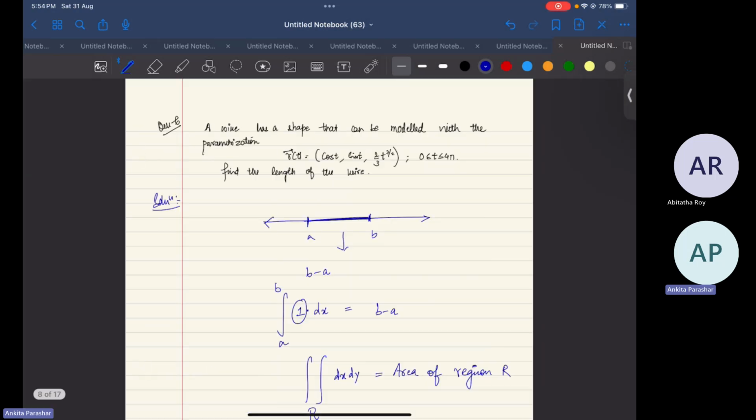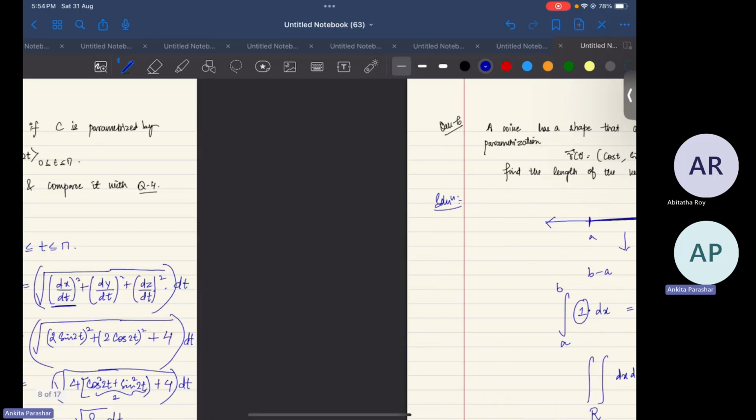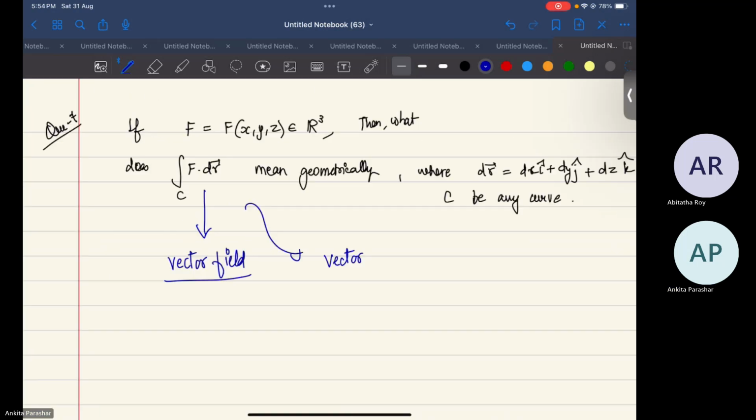What do we say? I just forgot the name. What was that? Vector line integral. Yeah, it's a vector line integral. Of course, the meaning cannot be the same as what we had for the scalar valued integral, the scalar line integral. So something else is here.